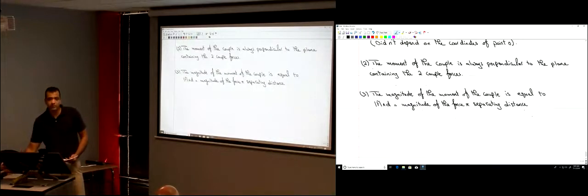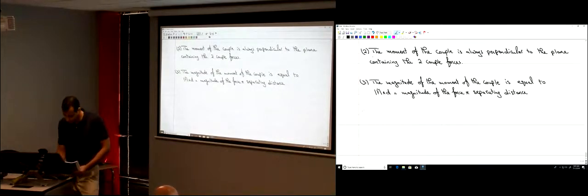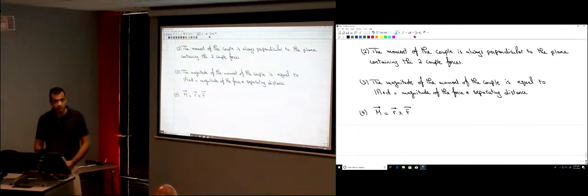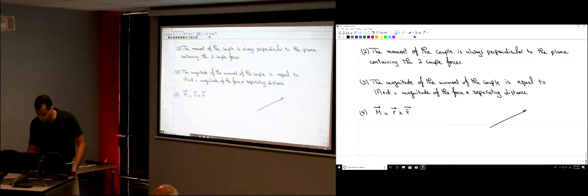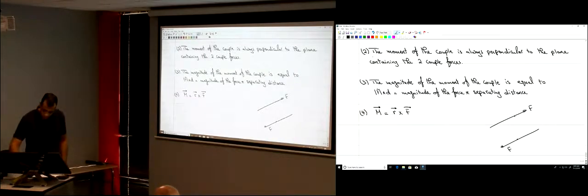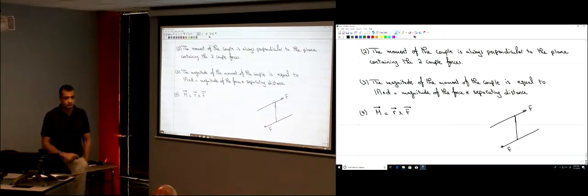So if you would like to find the moment of the couple, the conclusion from the equation that we wrote here is that we can simply state that M, the moment of a couple, is equal to R cross product F. Okay? So if I have a force F, I just pick any two points along the line of action of those two forces, and that's the position vector R.